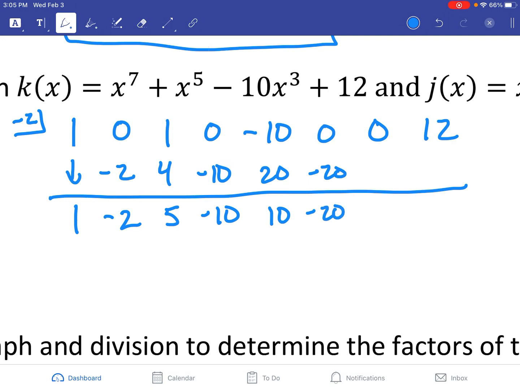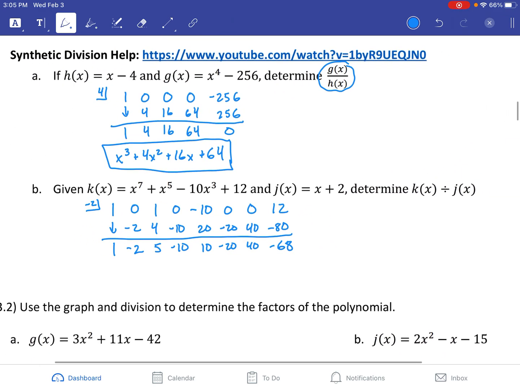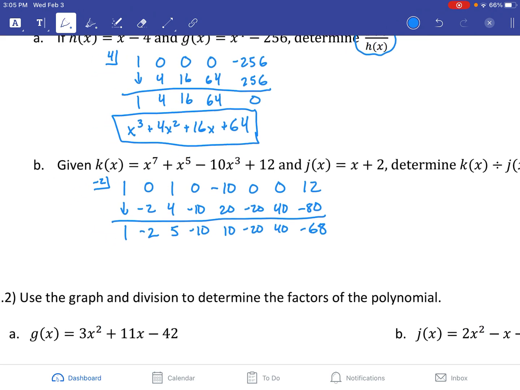Add them up, you're going to get negative 20, times negative 2 is positive 40. Add them up, you're going to get 40, times negative 2 is negative 80, and negative 80 plus 12 is negative 68. Okay, now this doesn't work out, but it also says it's not a factor.